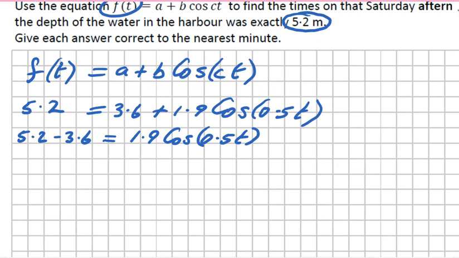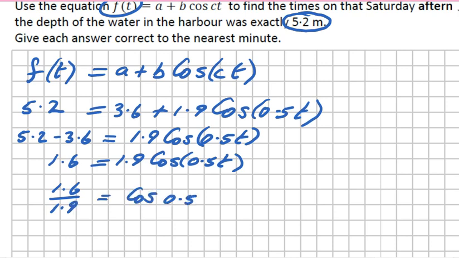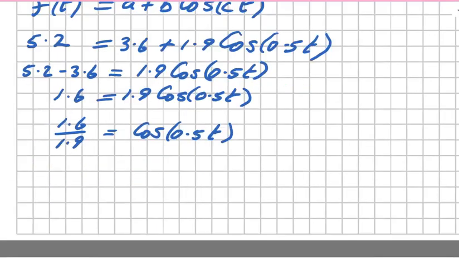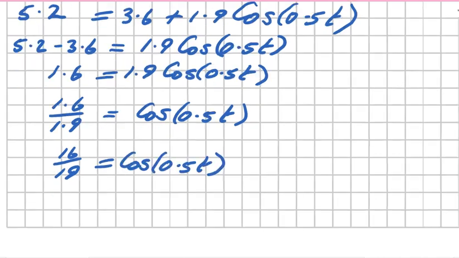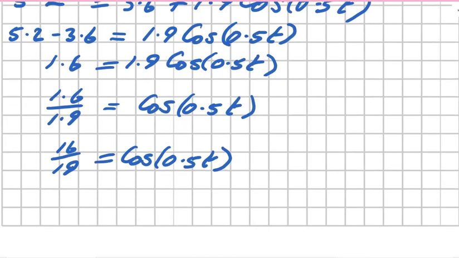Okay, so 5.2 minus 3.6 gives us 1.6, and 1.6 is 1.9 cos of 0.5t. And now we can divide across. So 1.6 divided by 1.9 gives us the cos of 0.5t, and that's 16 over 19, same thing. And now we can get 0.5t by getting the inverse cos in our calculator. So 0.5t is equal to cos minus 1 of 16 over 19.